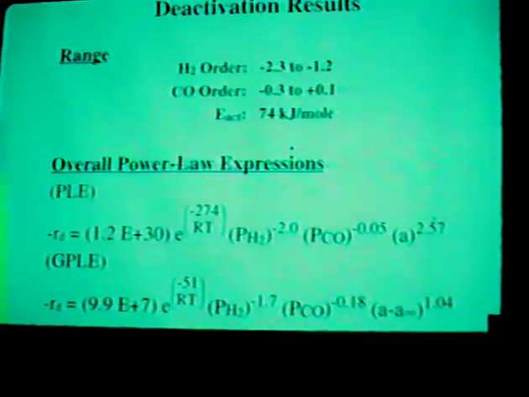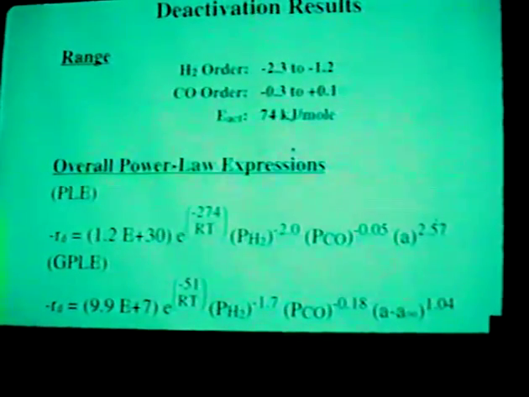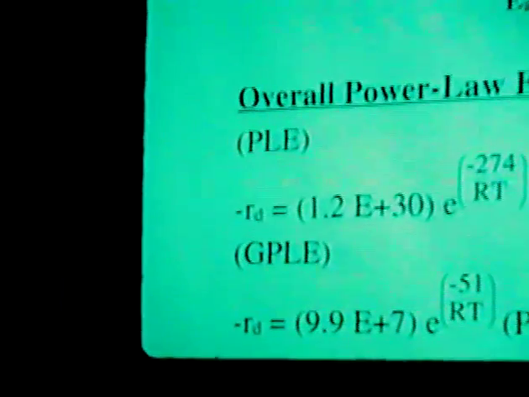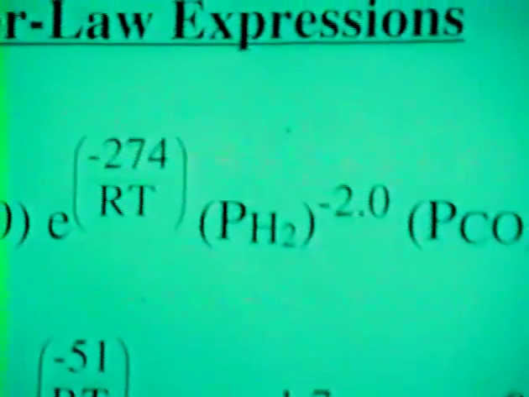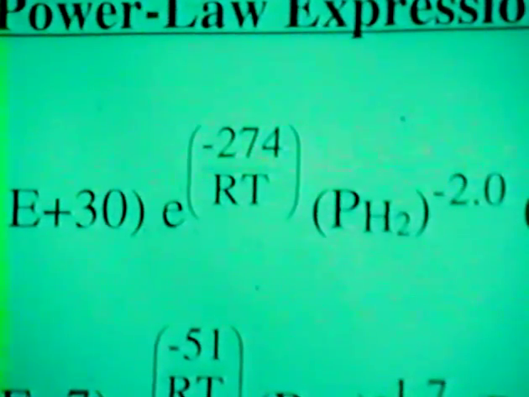Let's look now at the two power law expressions. First of all, the power law expression with just the activity raised to the deactivation order. We see that the hydrogen and the CO dependencies are essentially mean values over the range observed. However, take note of the high order of deactivation and the high activation energy.